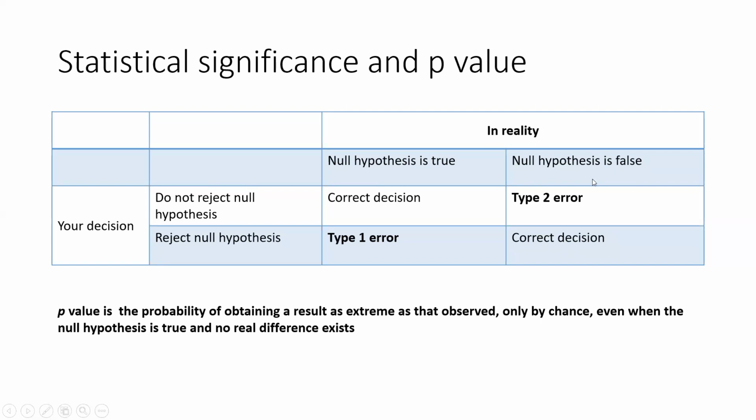Here it is a correct decision. When there is association, we also say there is association, so it will be a correct decision. And when there is association, if we say there is no association based on our study, it will be a wrong decision. This error is called type 2 error. When there is association, if we say there is no association, it will be a type 2 error.